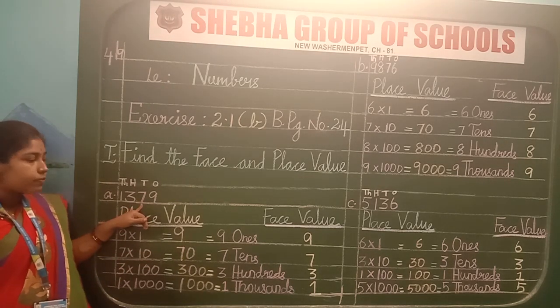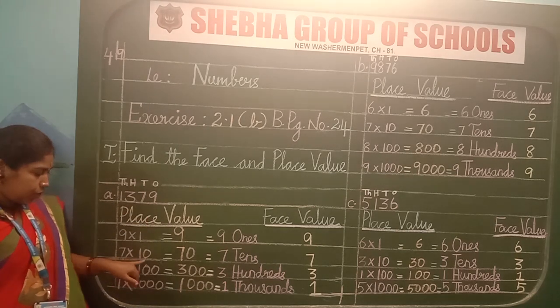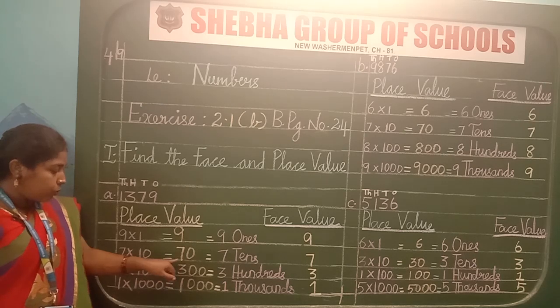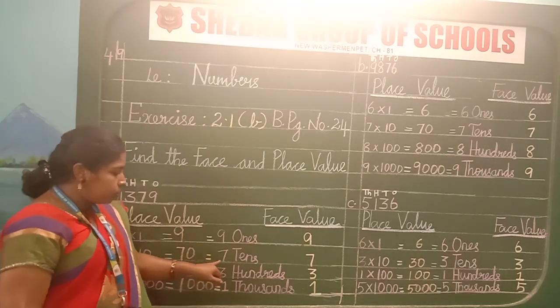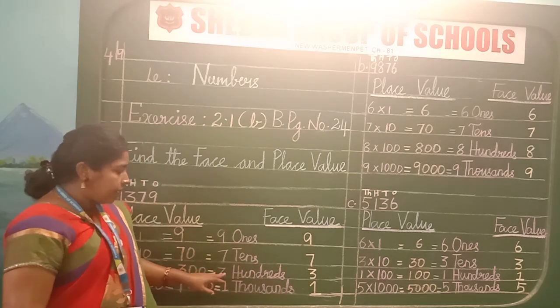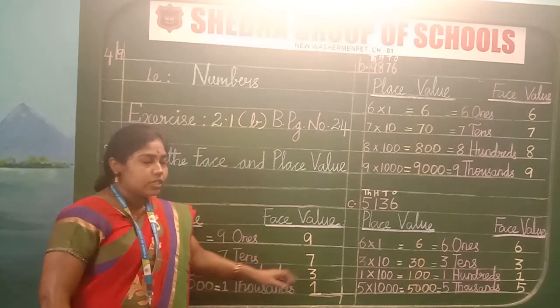What is the place value for this? 10. So, we have mentioned 7 into 10 equals 70, equal to 7 tens. We can write in words as 7 tens and the face value 7.